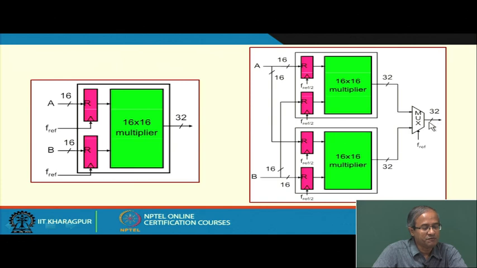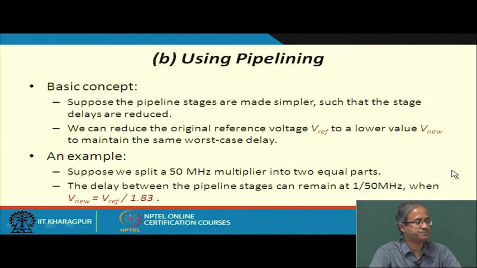So, with respect to the final output, the throughput of this circuit remains the same, but with respect to the individual multipliers there are far fewer transitions, and the power consumption on the average will be less. This is the basic idea in this approach.